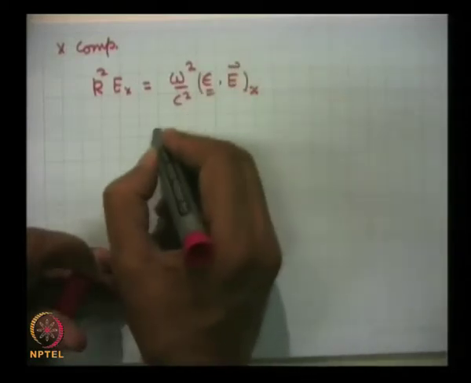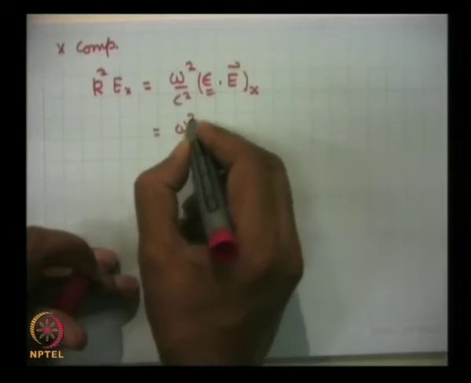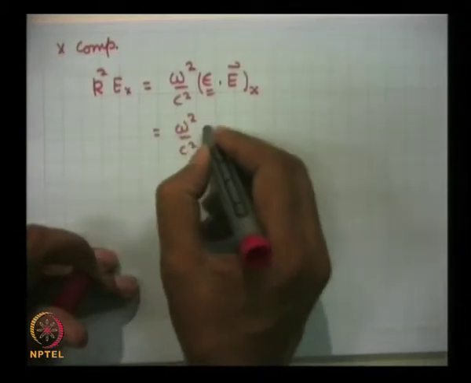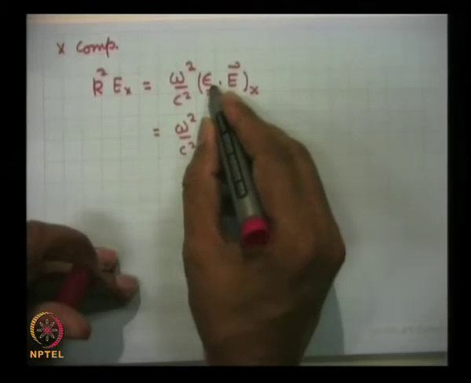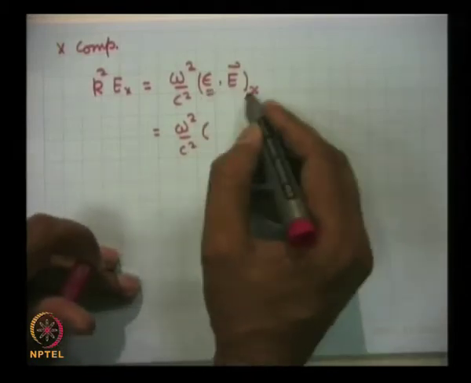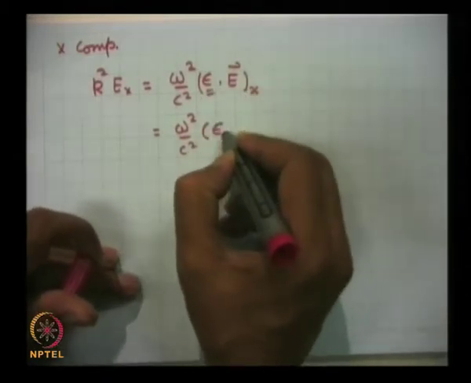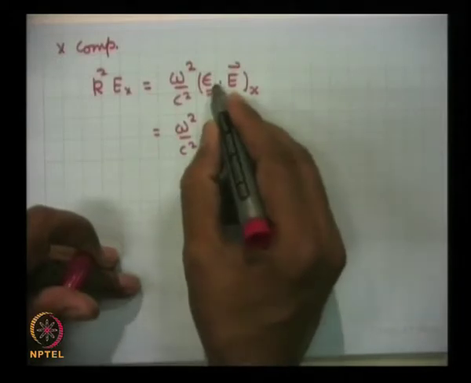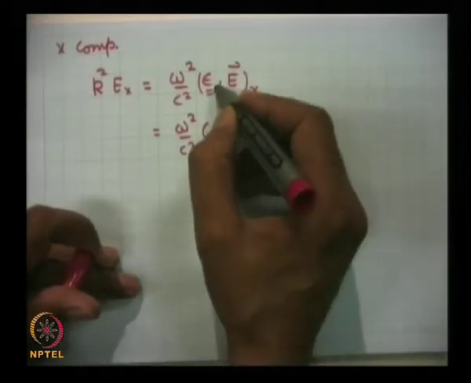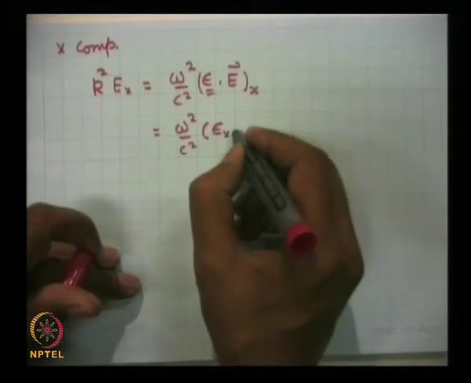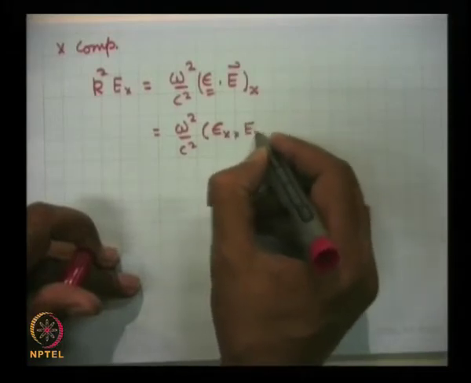Which implies omega square by c square. I must keep the first index of this product to be x, and the second index of epsilon should run, and it should be common with the electric field index. So, if it is x here, then it should be Ex.